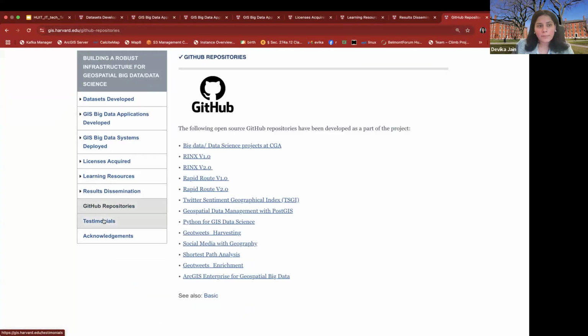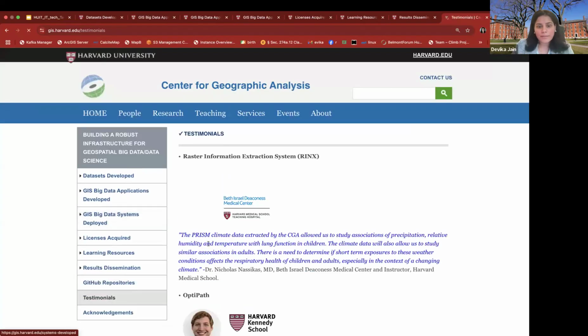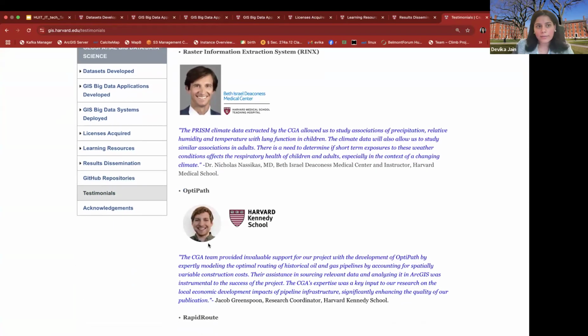So these are the key parts of the website. Again, the testimonials from our colleagues describe how and what tools they have used and how it has helped them in their research.